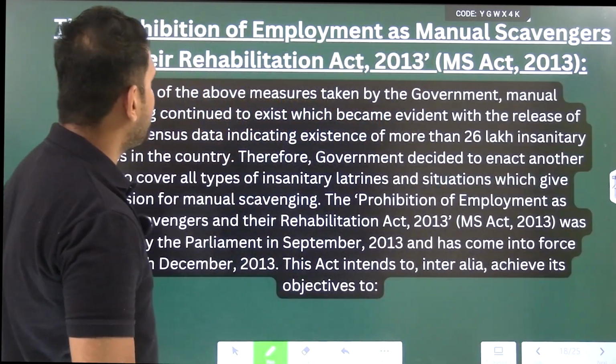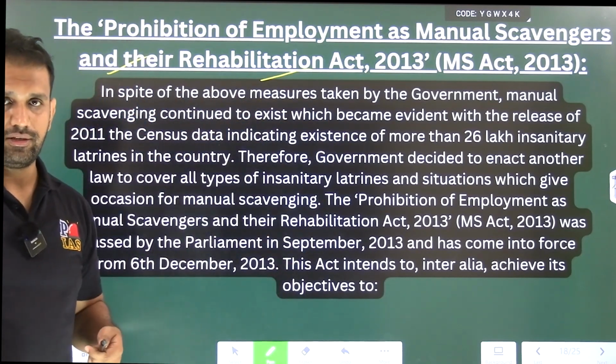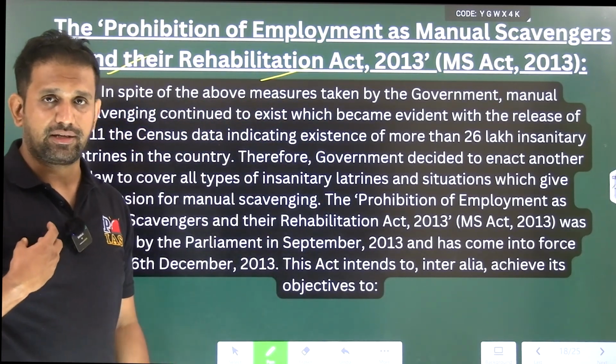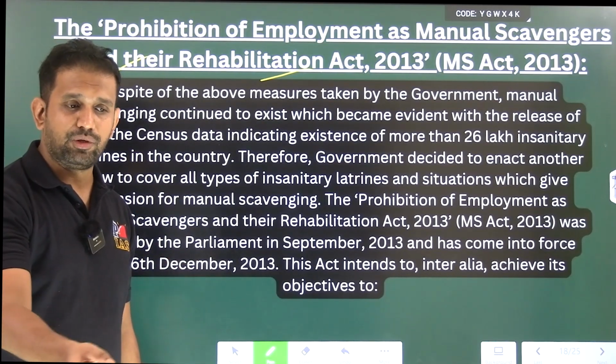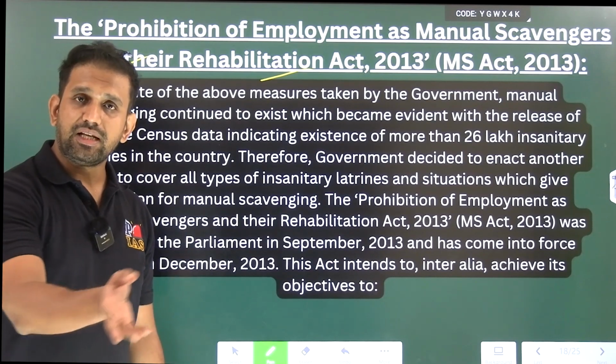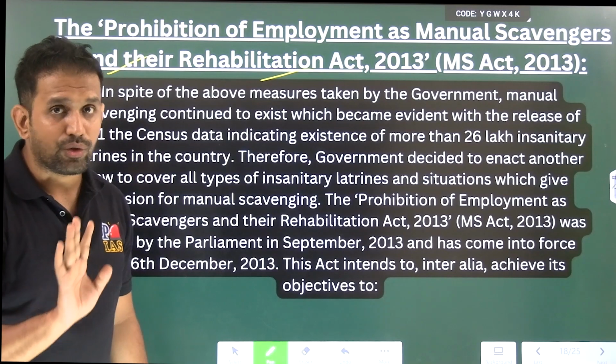The Prohibition of Employment as Manual Scavengers and their Rehabilitation Act 2013. Suppose I am a municipal contractor. If I put SC people to remove litter on the roads, that is prohibited. I cannot do so.